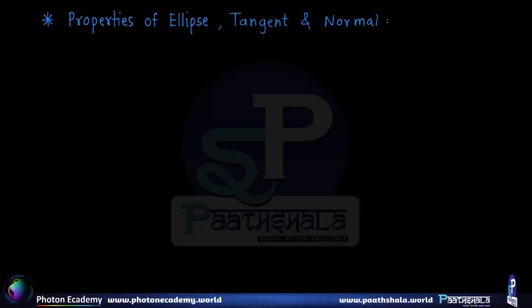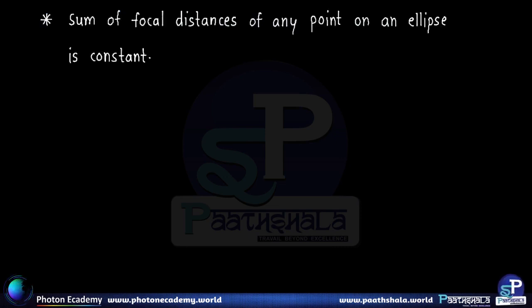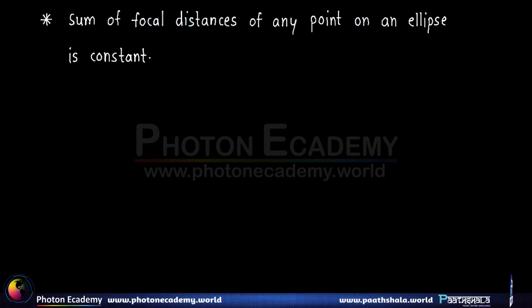Now let us go over some of the important and interesting properties related to ellipse and its tangent and normal. Okay, so we will go through all the properties one by one. First is the sum of focal distances of any point on an ellipse is always constant. So we have seen this even in the definition of the ellipse. It's one of the defining characteristics of the ellipse.